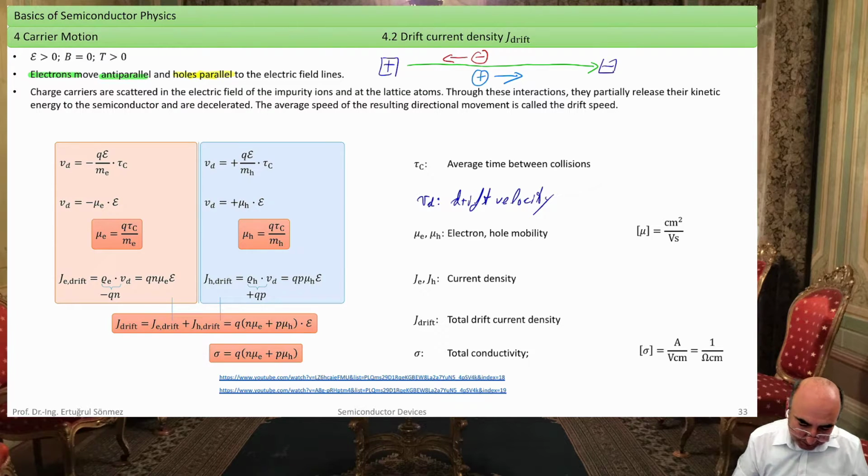Something called the drift speed. Okay, drift velocity. So some parts are left from the professional translators. They have said speed, and I have assimilated this word. Excuse me. In semiconductors, we say velocity, not speed.